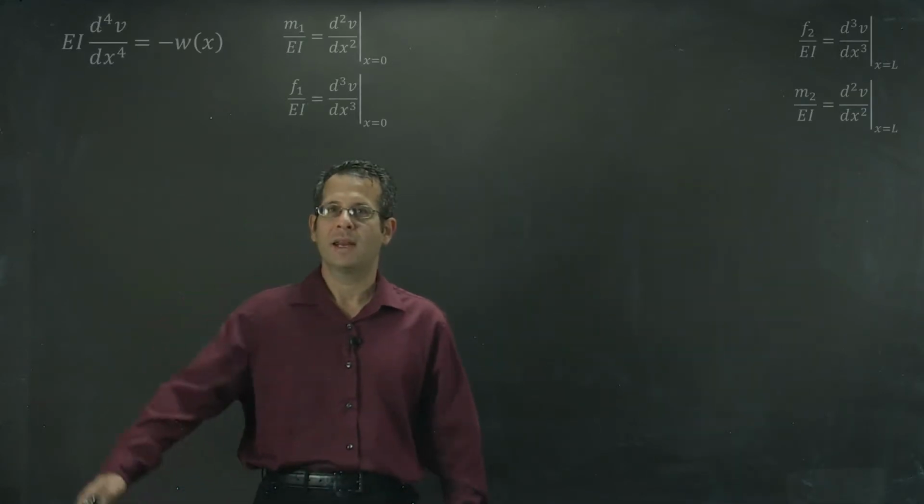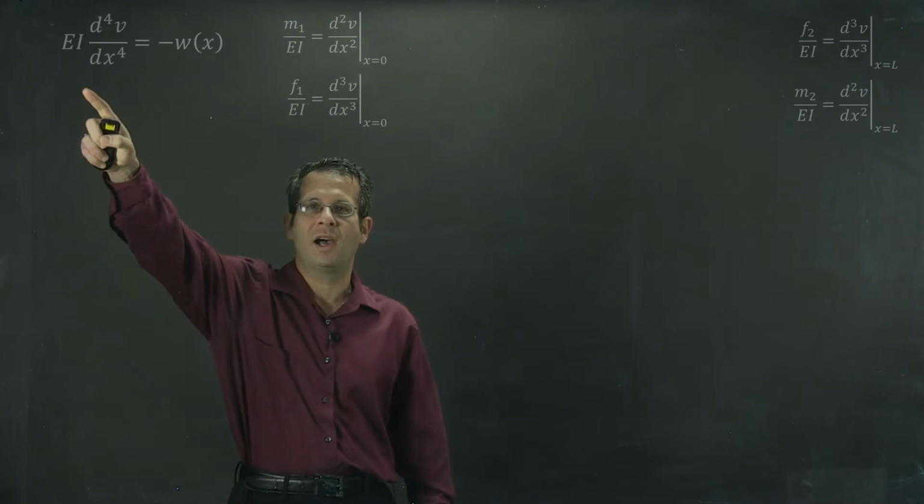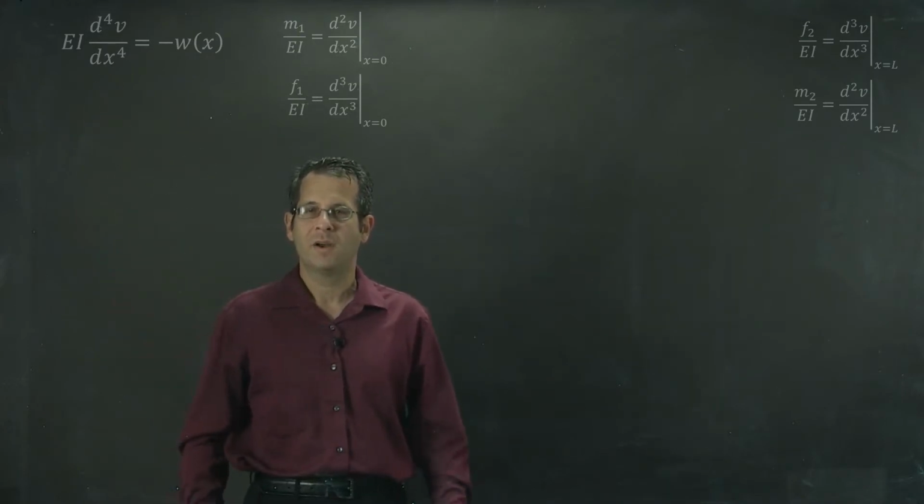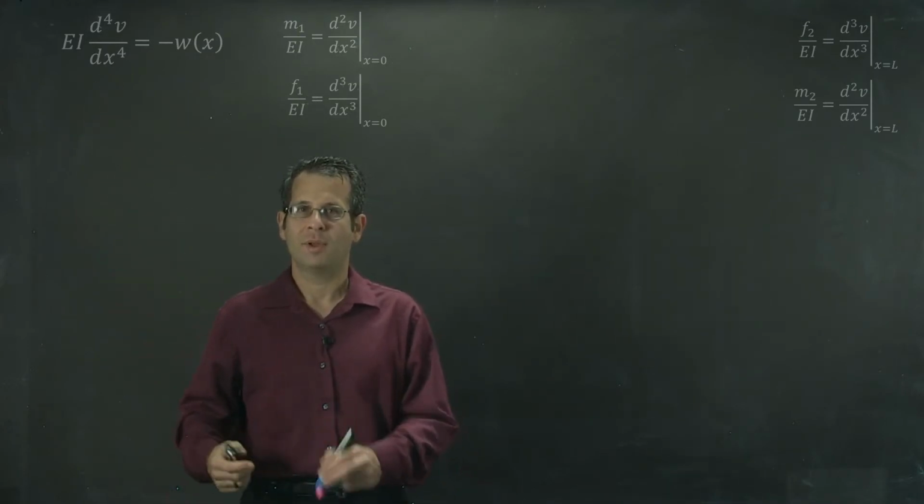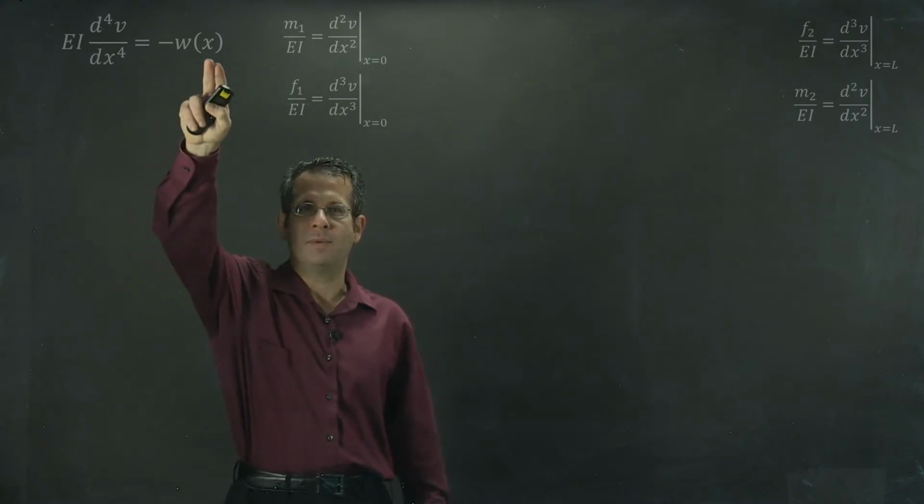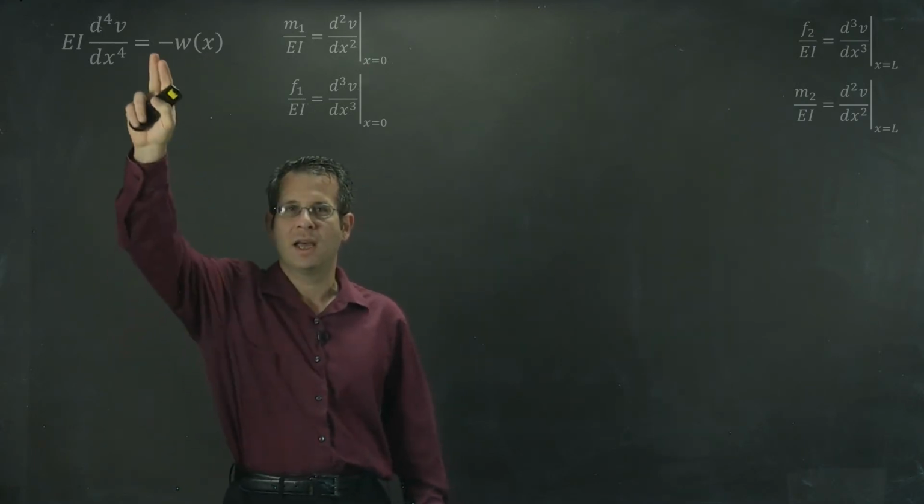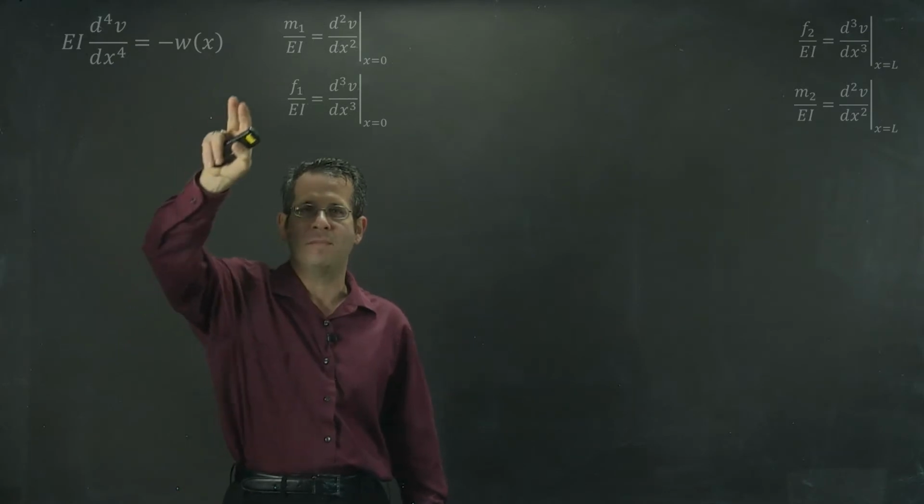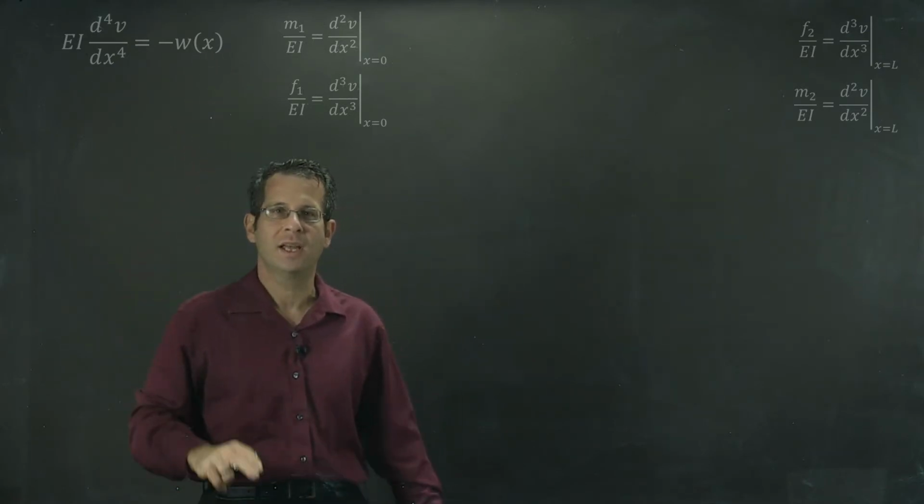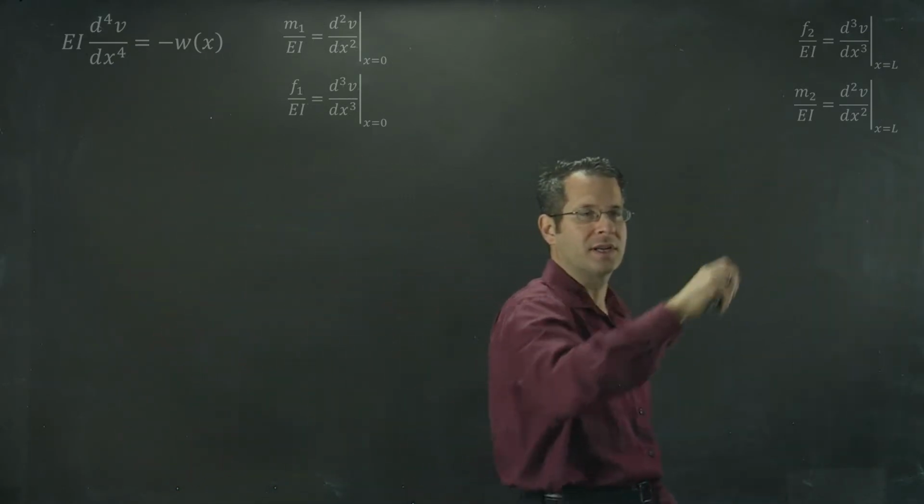You'll remember in a previous lecture, we derived the Euler-Bernoulli equation for beam problems. Here, I've simply taken the w of x, which is our forcing function that represents our distributed load, and I've moved it to the other side of the equation. And here are our four boundary conditions.